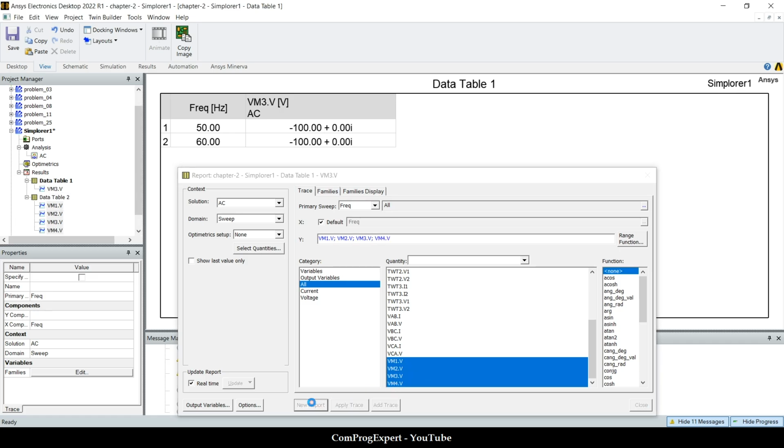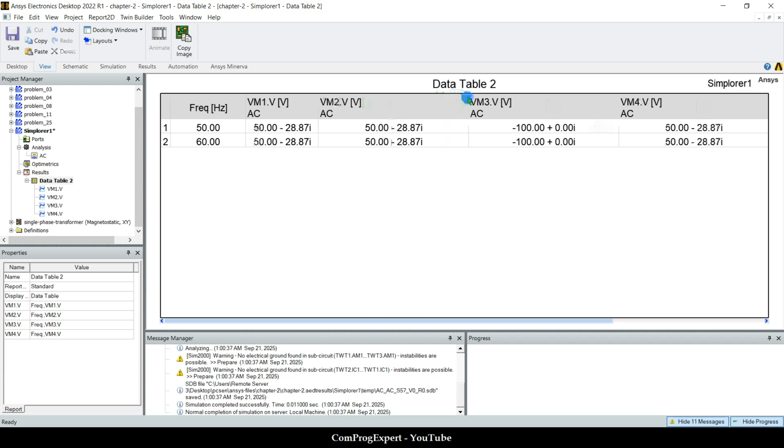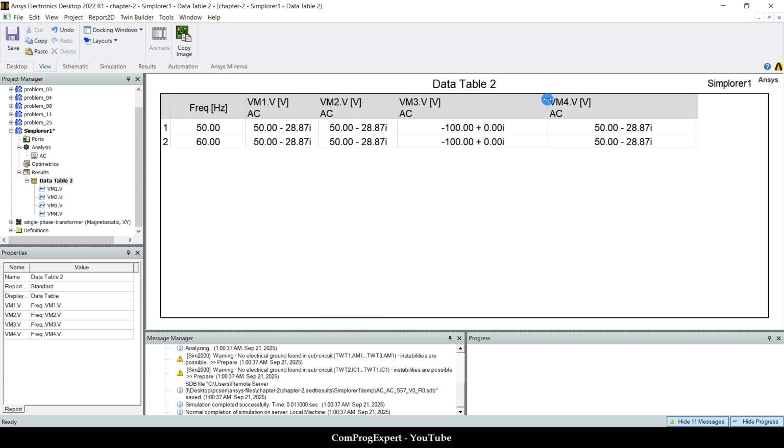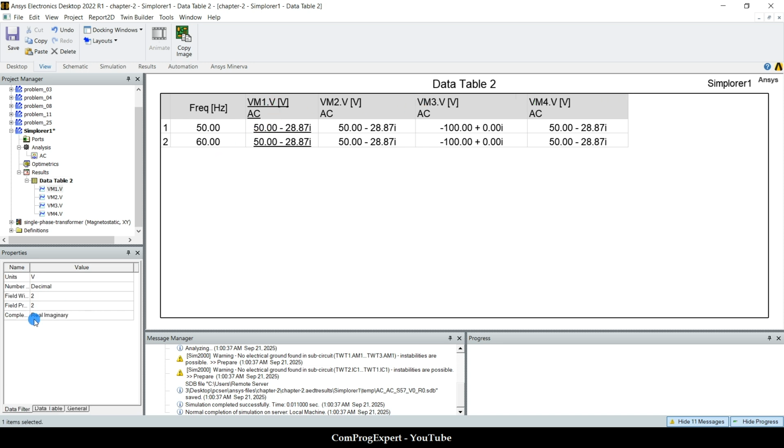Let's generate a report for these four values, then we can check all of them at the same time. So here show this in magnitude and angle, this in magnitude and angle, this one and this one.